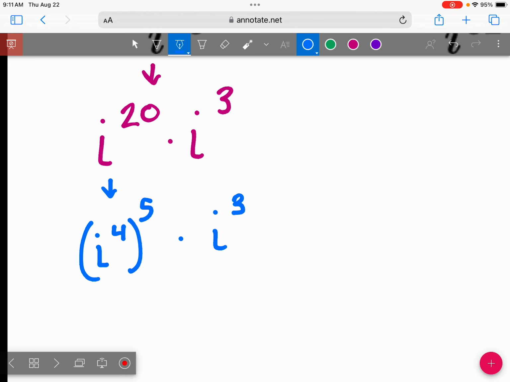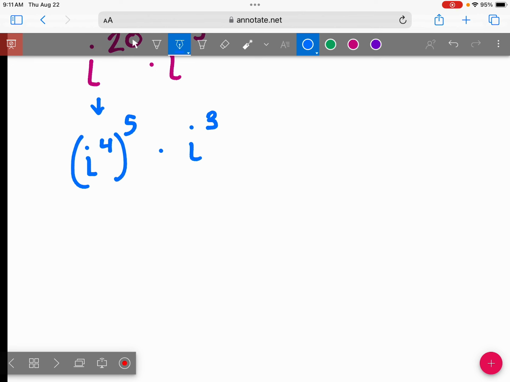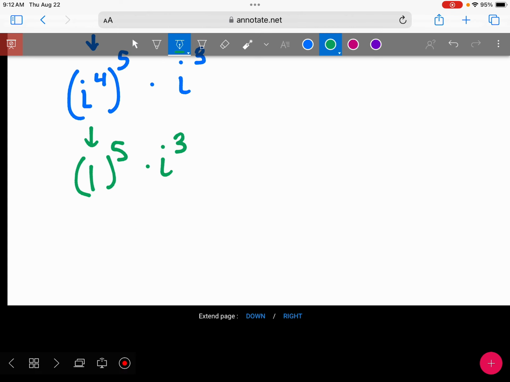Because i to the 4th equals what? 1. So this gives us 1 to the 5th times i cubed. What is 1 to the 5th? 1. So now we're just down to our i cubed, and we just have to simplify this piece. And that's a lot easier to simplify than i to the 23rd. We just did a whole bunch of them. i to the 3rd simplifies down to be what? Negative i. So the fully simplified version of i to the 23rd is just minus i, negative i.